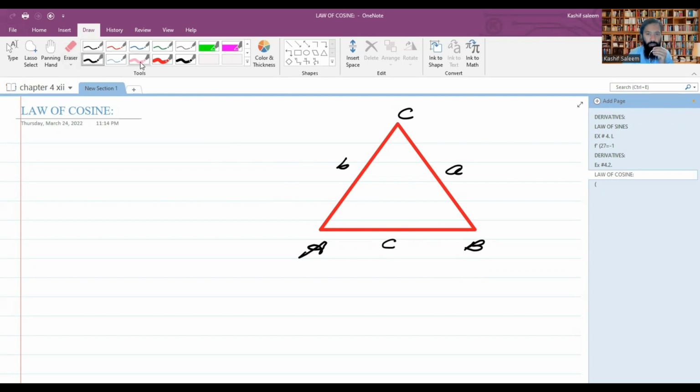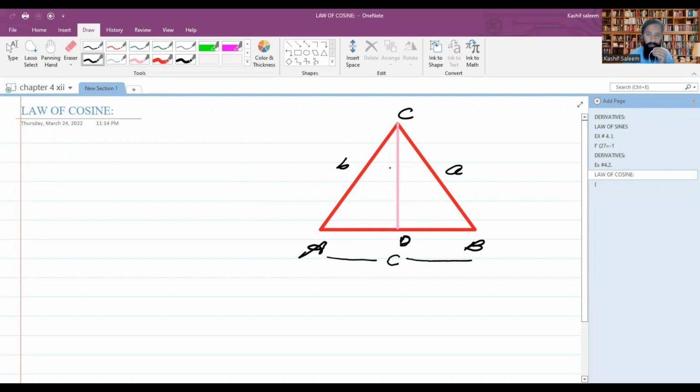Now draw a perpendicular from vertex C on AB, which meets AB at a point. Let's suppose this is point D, capital D. This is small c, the length of the side AB.